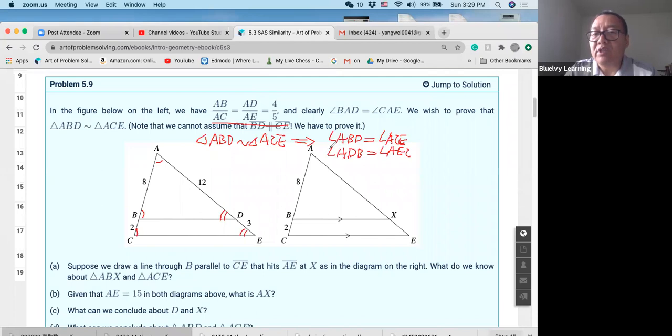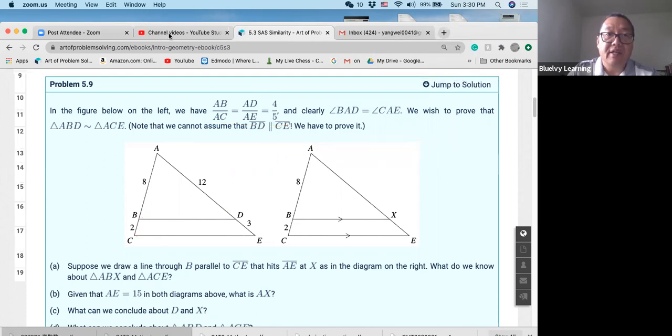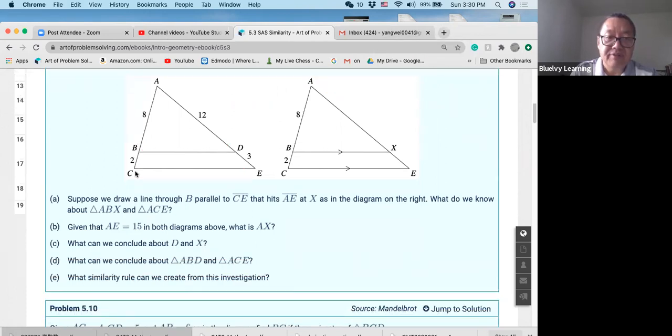Actually, here you don't need both of them. You just need one. Then from this, you can get BD parallel to CE, because these are corresponding angles. If they're congruent, then you get these two lines parallel to each other, right? Now let's see how they do this. They give you the exact steps of how to do this.